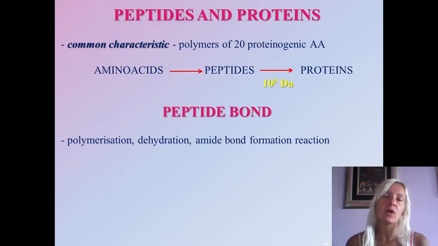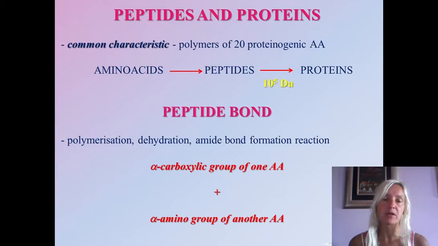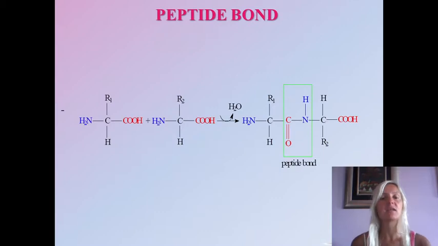And if you remember your organic chemistry course, you mentioned that an amide bond is formed upon reaction of a carboxylic and an amino group. And this is what actually goes on in the formation of the peptide bond. So a peptide bond is formed upon the reaction of the alpha carboxylic group of one amino acid and the alpha amino group of another amino acid, and here is the reaction.